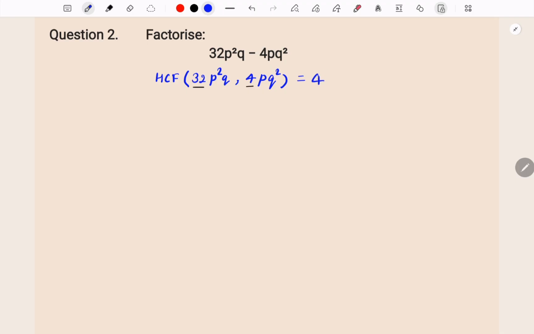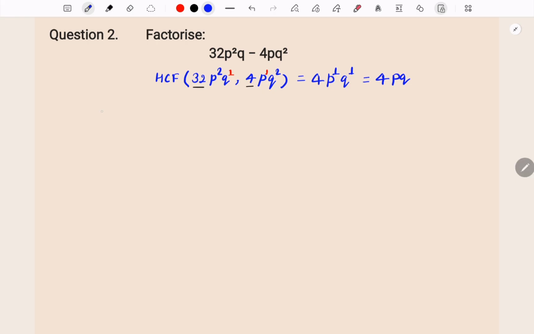And what about the letters or the variables? So here we need to take the common variables with the smaller power. That is how we find HCF. So here we have p and the smaller power is 1. And for q, we can write q raised to the power of 1 because the smaller power of q is 1. We can write it as 4pq. Now, since the HCF is 4pq, we will factor out 4pq.